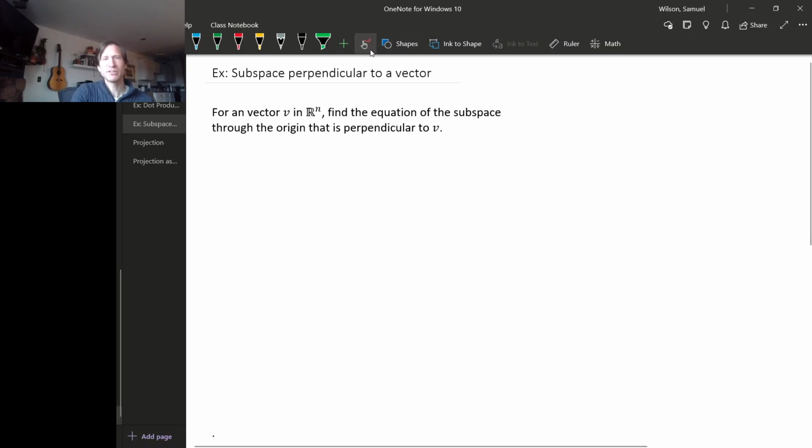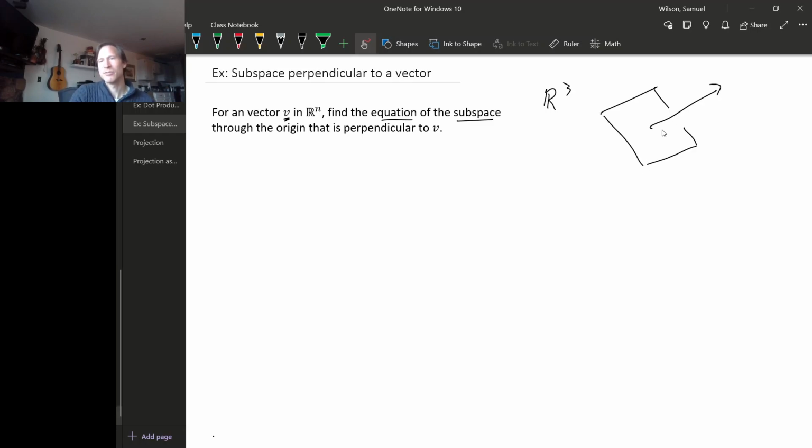So suppose we have a vector v in Rn, and we want to find the equation of the subspace through the origin that's perpendicular to v. So when I say the equation of the subspace, if you imagine in R3 we have a single vector, what sort of subspace is going to be perpendicular to that? Well, it's going to be a plane, right? So in higher dimensions, it won't be a plane, it'll be some sort of hyperplane, I guess would be the name for it. But it's always going to be a subspace, right?